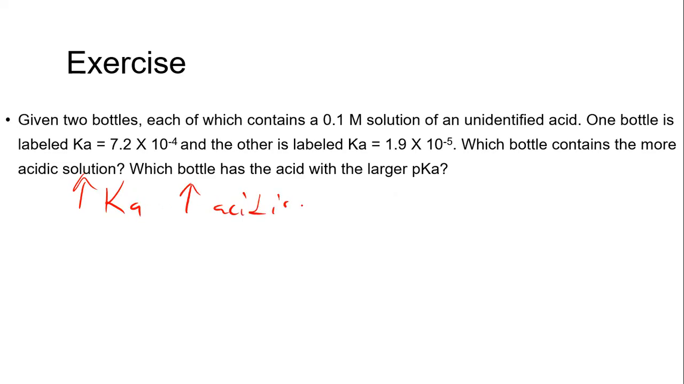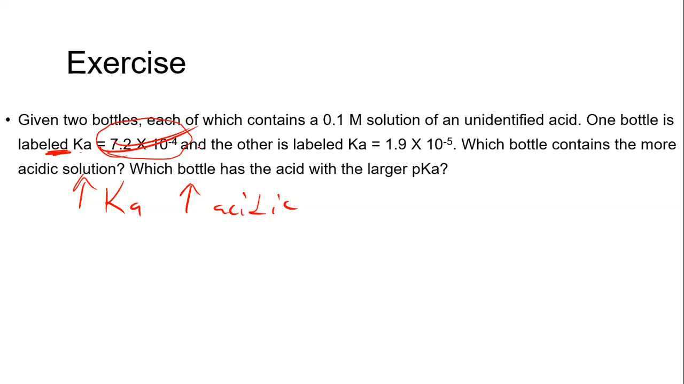The higher the K, the higher the acidity. K gives us an extent of how the acid will break down to give H plus ions. And so we realize that between these two numbers, 7.2 times 10 raised to the power -4 is bigger. Now, because that is the bigger number, the bottle that is calibrated K equal to 7.2 times 10 raised to the power -4 is the stronger, or the more acidic solution.